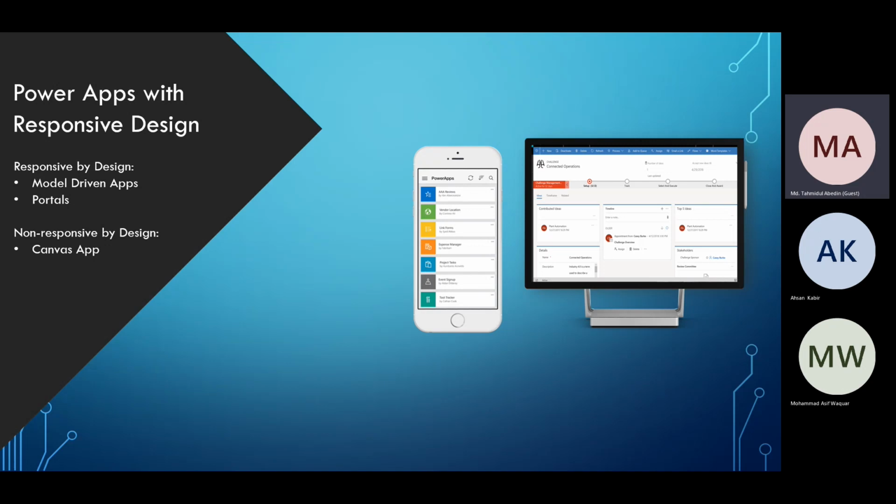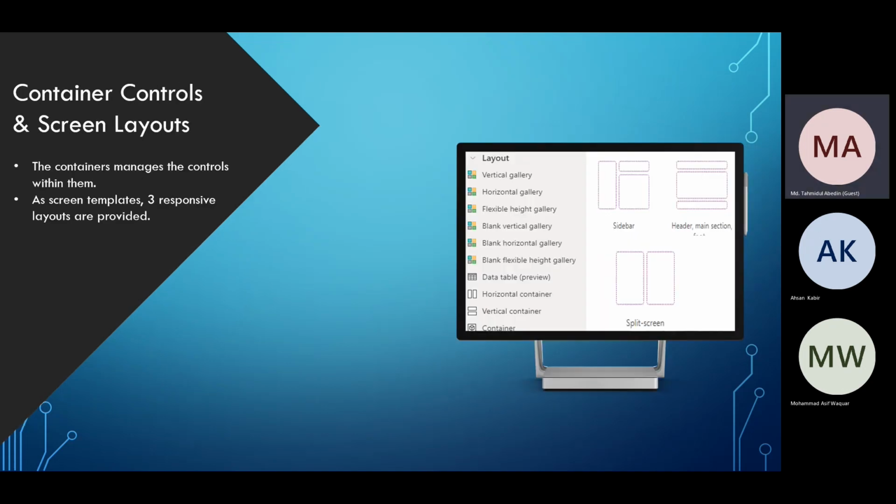To make a responsive design on a Canvas app, Power Apps provides container controls and screen layouts. There are different container controls provided by Power Apps, which manage the controls within them. There are basically three responsive layouts provided: sidebar, which we are already showing here, vertical layout and horizontal layout. These other layouts are also there, and we can use them if needed.